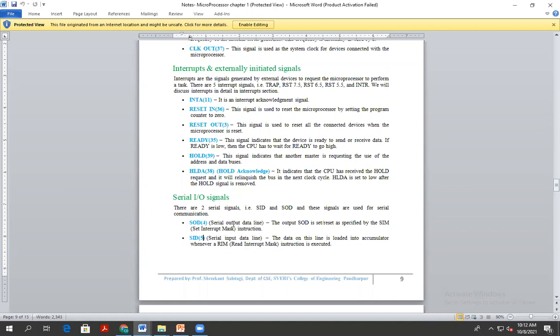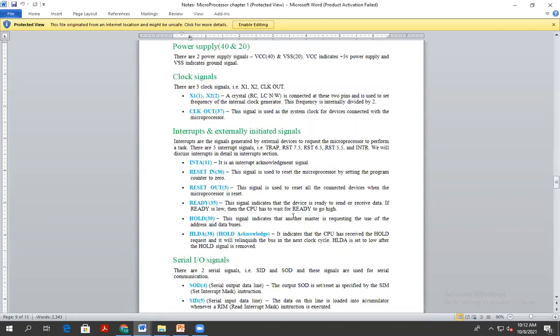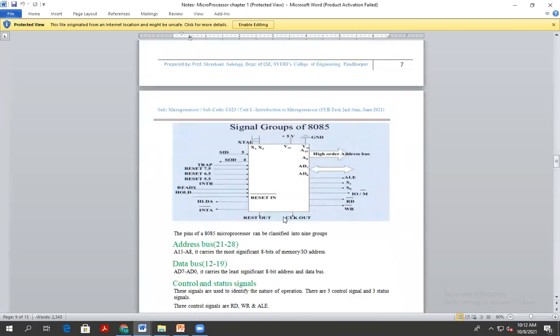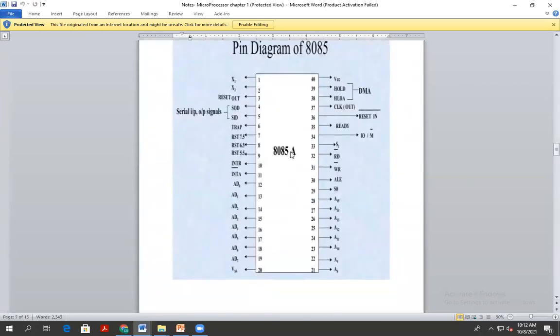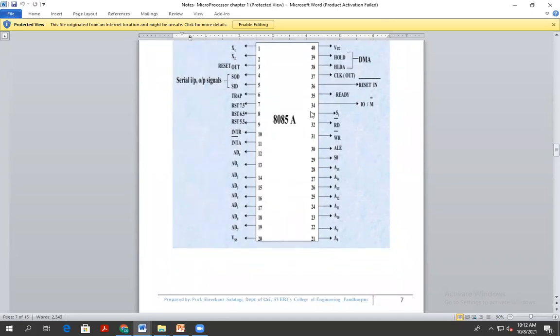So all these are the functionality of each pin in the microprocessor 8085. Once you come to know all the functionalities of this 8085, please check it. Is anyone remaining in this? Have I covered all the pins, all 40 pins? Check it. If anyone is remaining, please tell me.